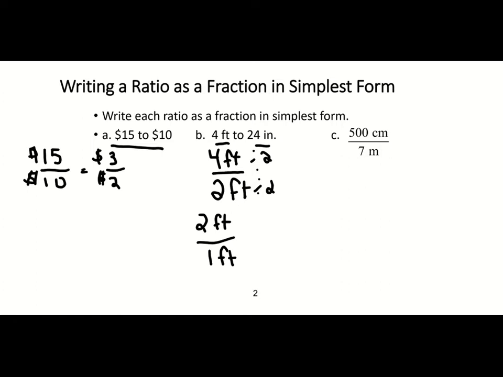For C, we have centimeters and meters. I know that there are 100 centimeters in 1 meter. So if I convert, I could do meters. I could do 5 meters over 7 meters. And really, for that one, that's all we can do. We can't do any simplifying, so it's in simplest form.